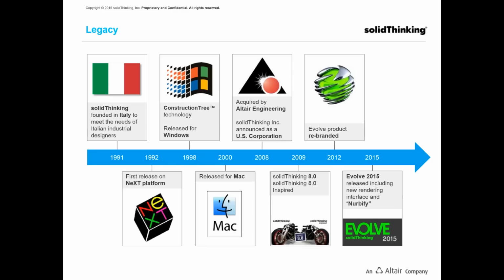So, a brief history about Evolve. Evolve was born as solidThinking in Italy, so from '91. Then it was acquired in 2008 by Altair Engineering. After a year, Altair refined the program more and more and also provided a new name, a new brand, which is now Evolve. And solidThinking basically is the name of the company behind the tools.